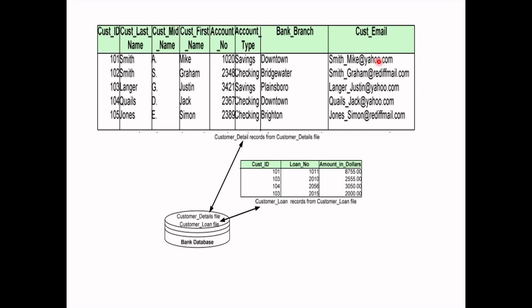Okay, see here, this is our first record. 102 is our second record, 103 is our third record, 104 is our fourth record, and 105 is our fifth record. So these are all known as the records of this table. Okay, so this is our one table, customer details.